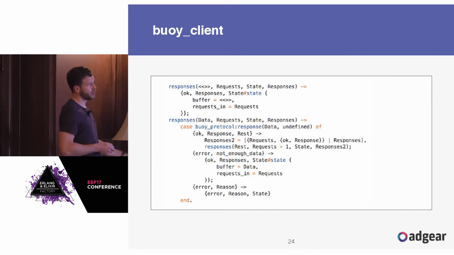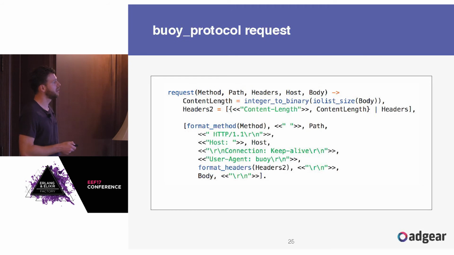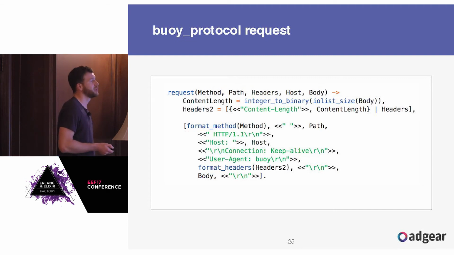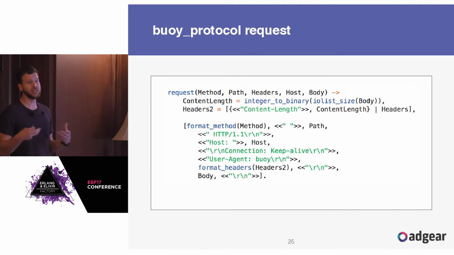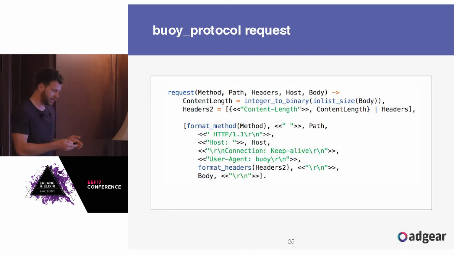Buoy protocol. So encoding a request, I really kind of went basic here. What we do is we calculate what the content length is, which is the size of the body. The body is an IO list because IO lists are great for high performance because you don't need to create new binaries. So basically, whenever you have a bunch of binaries that you need to glue together, instead of appending them together, you can use an IO list and generate it without incurring the cost of creating a new binary.